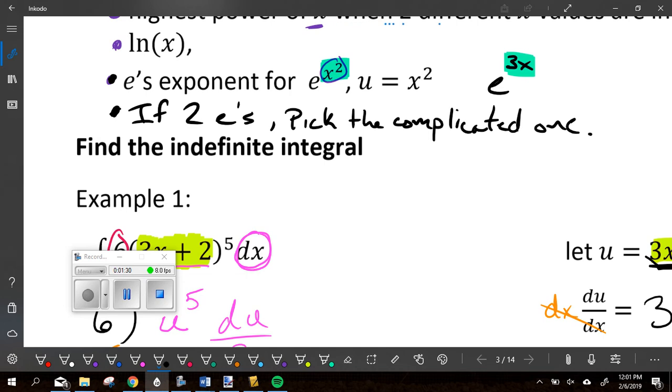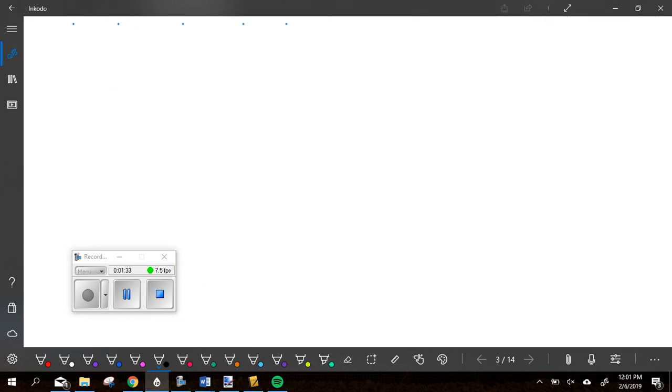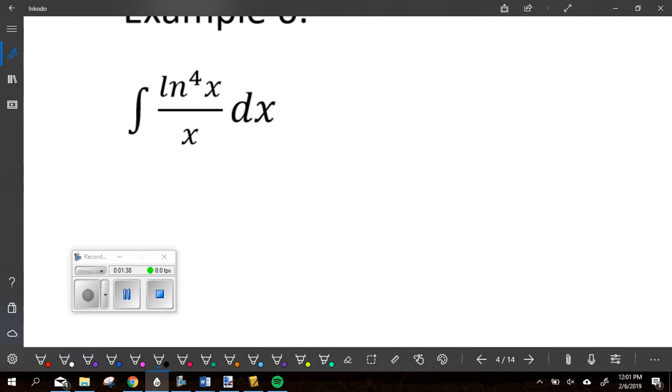We're looking at example 6 here. Let's see what we can do. So thinking about the rules we just said, we've got natural log to the 4th power of x all over x. The first thing we want to do is identify u. Thinking about the rules we just had, talk with your neighbor to say what you think the u is going to be. Here's the key to this one. What's u going to be?